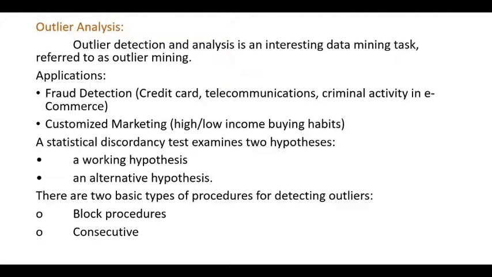There are two basic types of procedures for detecting outliers. The first procedure is the block procedure, and the second is the consecutive procedure. Some of the drawbacks are that most tests are for a single attribute, and in many cases the data distribution may not be known. These are some of the drawbacks.